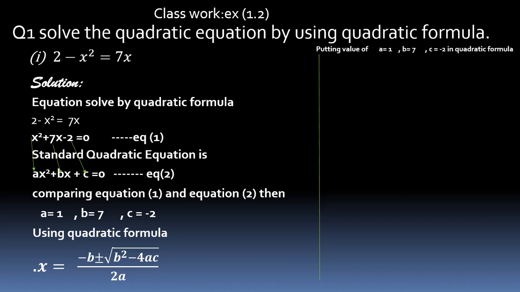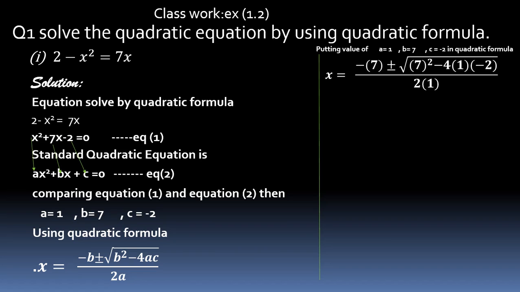Putting the values a = 1, b = 7, c = -2 in the quadratic formula: x = (-b ± √(b² - 4ac)) / 2a. Here b = 7, so minus 7 plus or minus the square root of 7 squared, minus 4 times a = 1 times c = -2, upon 2 times a = 1. 7 squared is 49.